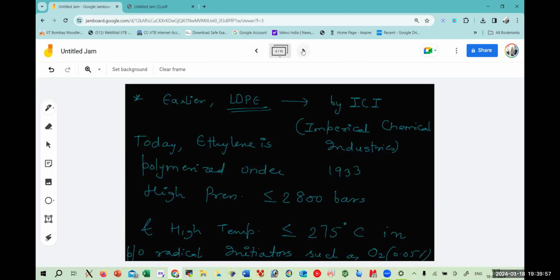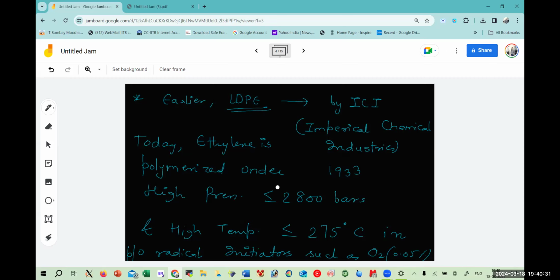After that, we discussed all the types of polymers based on their process, their density, and their physical properties. Now, how they have been made and what is the history behind it. In week 9, that has been covered by the professor, and I've given a gist of it here. Earlier, Imperial Chemical Industries used to synthesize LDPE, low density polyethylene. Today, these ethylenes are polymerized at very high pressures.